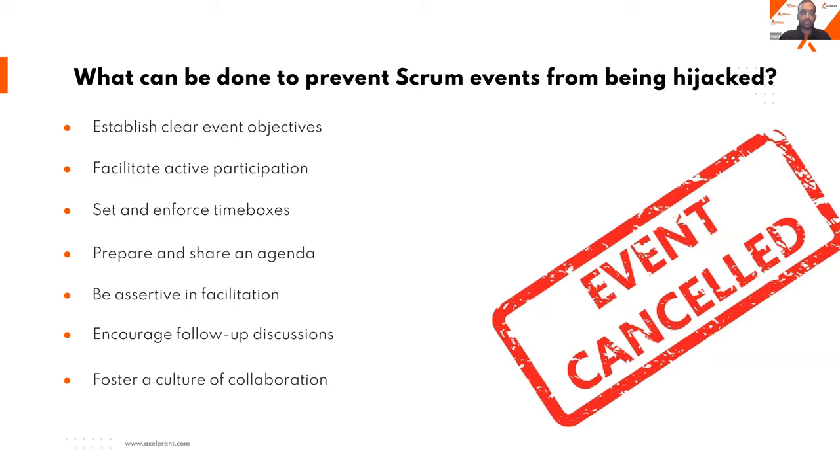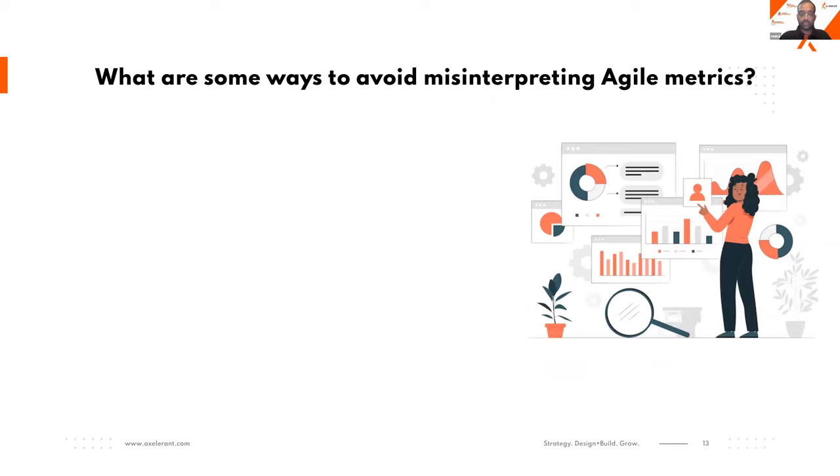In the end, it's everyone's responsibility. So a culture of collaboration will help to make sure agile events are not skipped.